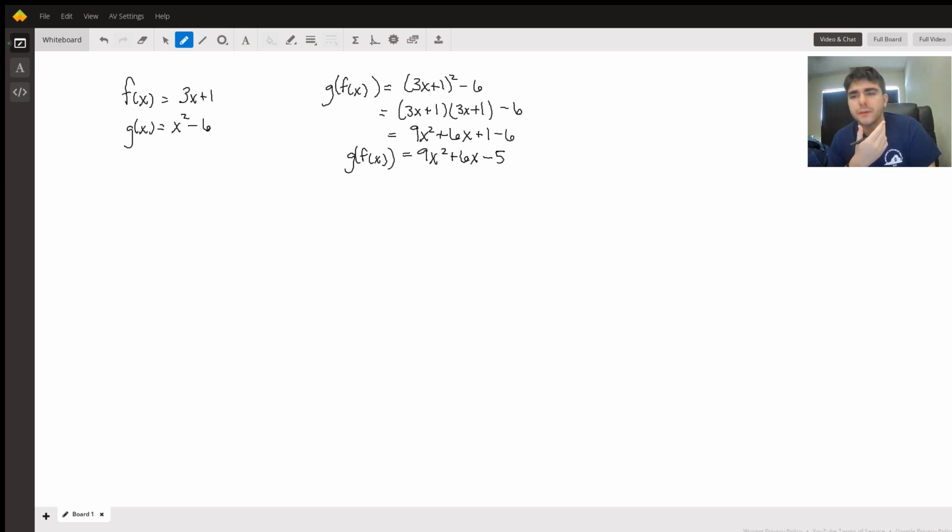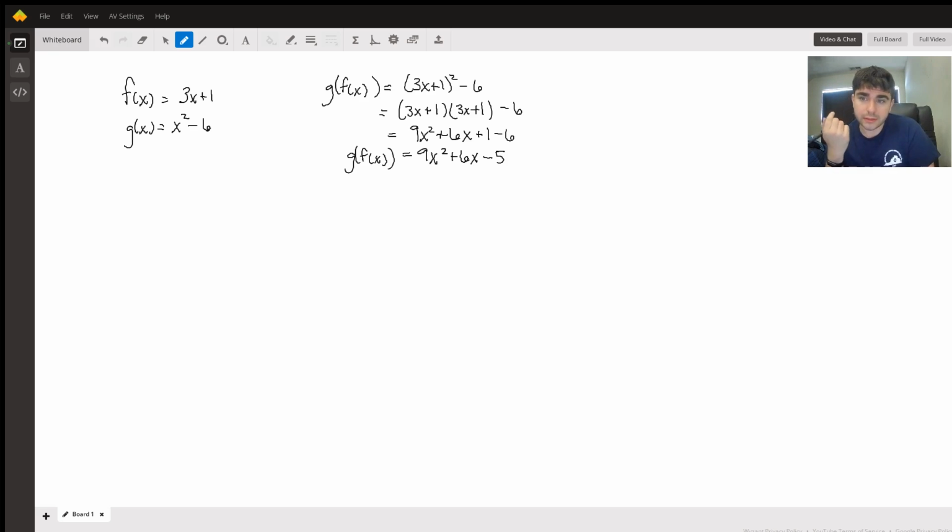So we're provided with two functions. We're provided with f of x, which is 3x plus 1, and g of x, which is x squared minus 6. Now, to find the derivative, you need to be a little bit more specific. So we're going to do two different scenarios.